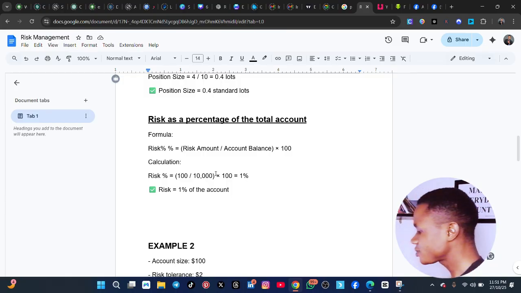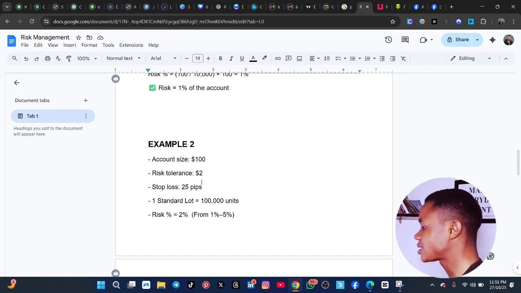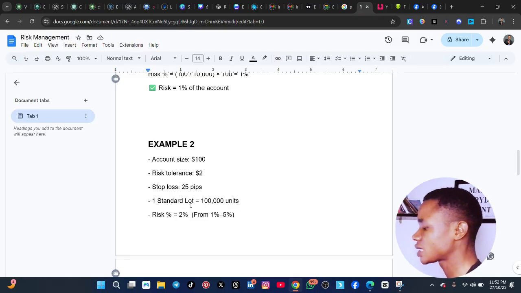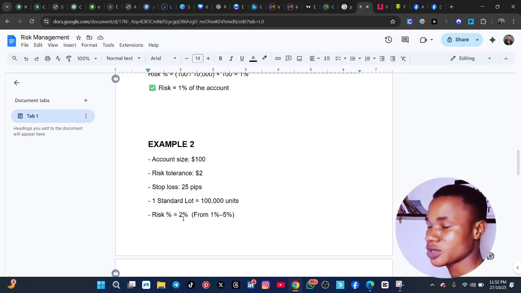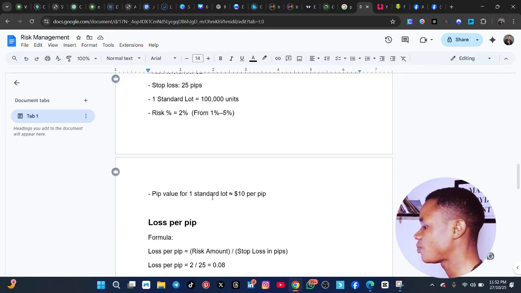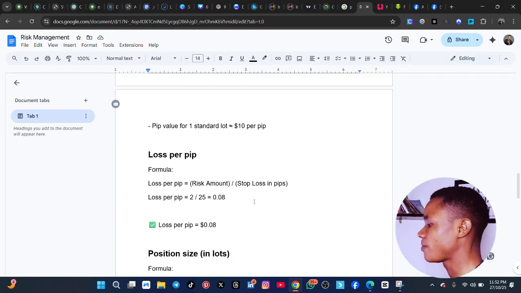All right, now this is the second example, and in this second example our account size is just $100, not $10,000. Then the risk tolerance is $2. Then the stop loss is 25 pips. We still use 25 pips. Then the one standard lot size of course is 100,000 units, and the risk of the account I'm taking for this one is 2%. I'm just using this for troubleshooting so that you know. Of course, I know I said from 1 to 5. You can use from 1 to 5, but for this one we are using 2. Now the pip value per one standard lot size is still 10 per pip.